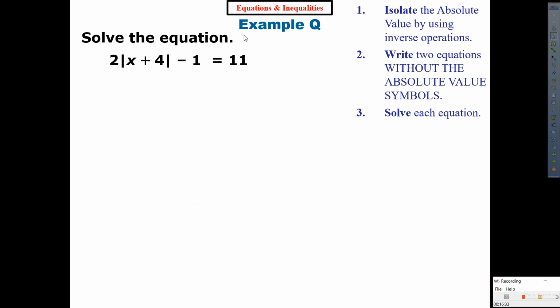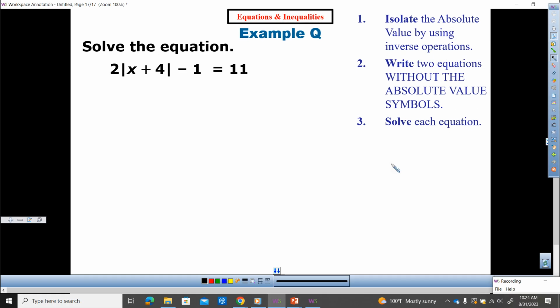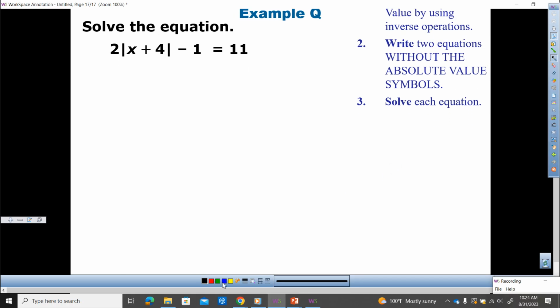All right. Example Q, copy that. It says solve the equation 2 times, so when it's in front of the absolute value, it's multiplying. 2 times the absolute value of x plus 4, close the absolute value, minus 1 equals 11. I'm going to pause the music. We're going to go over this one together. Here it goes. Line down the equal sign. Where's the absolute value? On the left side. I want you to circle the absolute value. I'm going to do that in red to remind me that I need to leave that by itself.